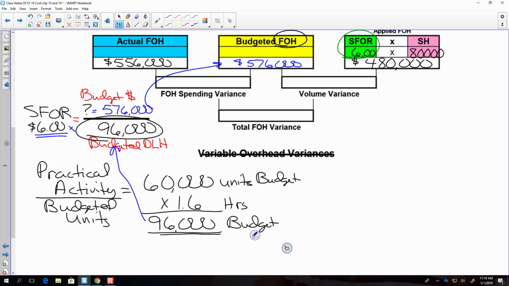Now we have everything filled in. So we have a 20,000 spending variance. Which direction? Favorable. Favorable. We have a huge volume variance, unfavorable. I planned to make 60,000 units. That was the plan. That was the budget. I only made 50,000 units.